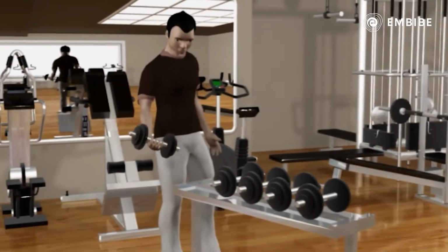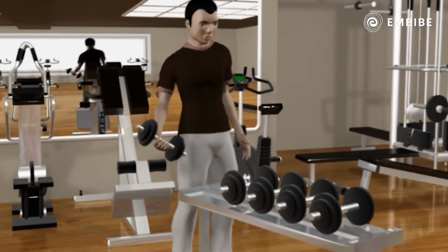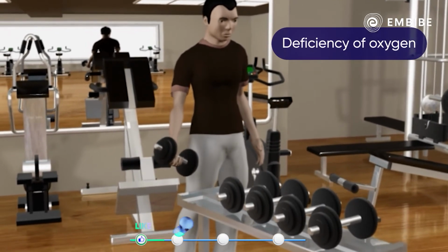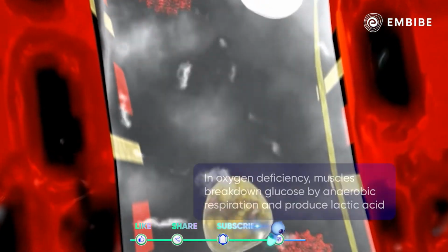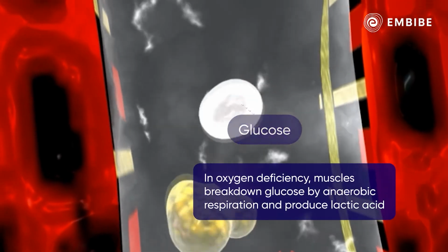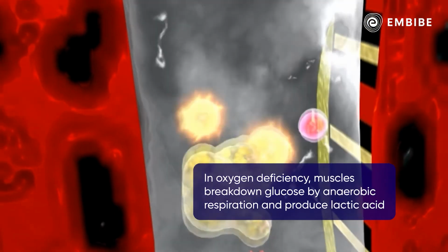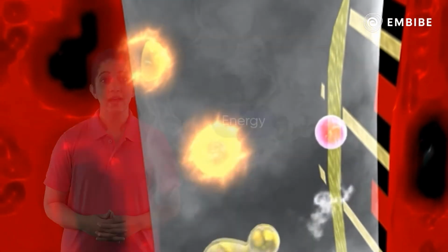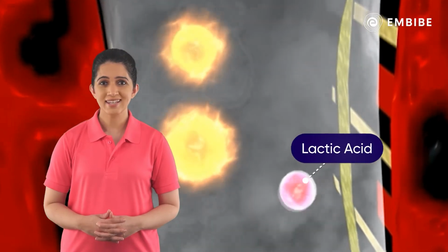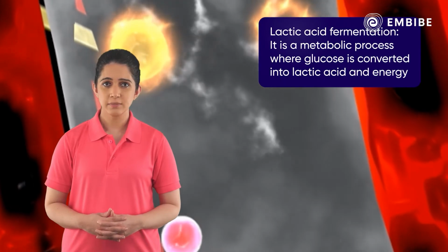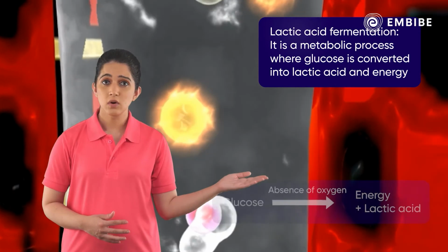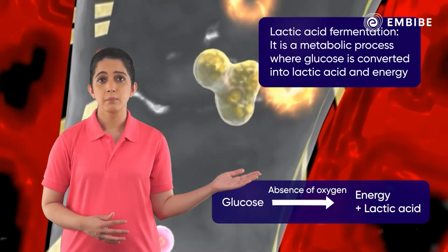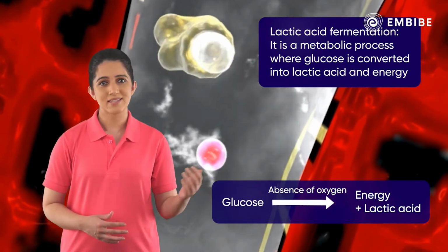Anaerobic respiration can also happen in our muscles. While exercising, there is a deficiency of oxygen in muscles. In such a situation, the muscles begin to break down glucose to liberate energy for a short time by anaerobic respiration. This partial breakdown produces lactic acid. This process is called lactic acid fermentation, and the process can be represented as glucose in the absence of oxygen breaks down to give energy plus lactic acid.